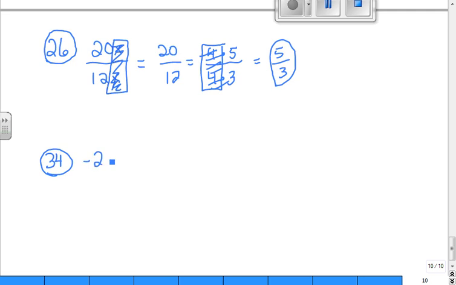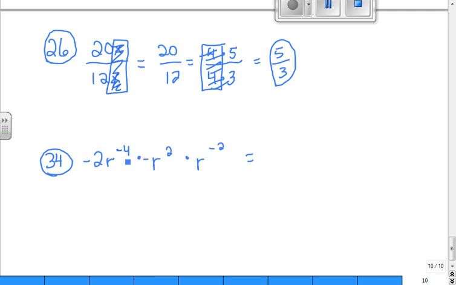Problem 34 is negative 2 r to the negative 4th times negative r squared times r to the negative 2. When we multiply and we have exponents, as long as we have the same base, we can add our exponents.